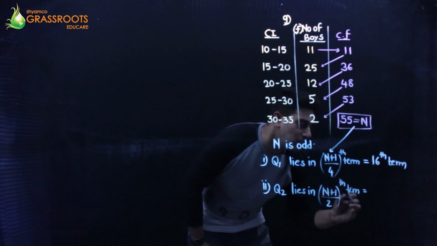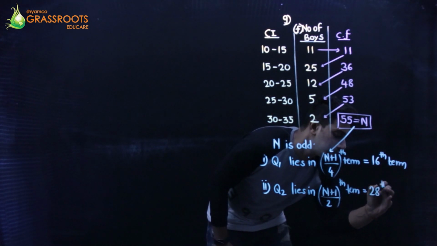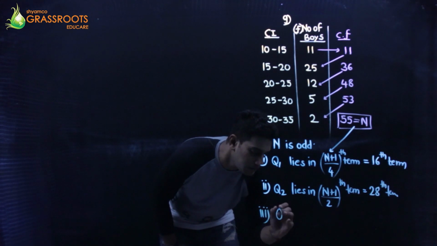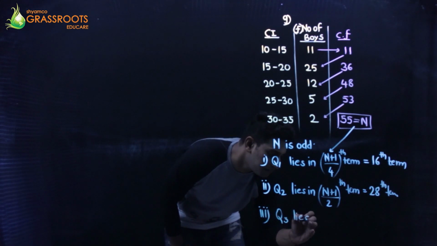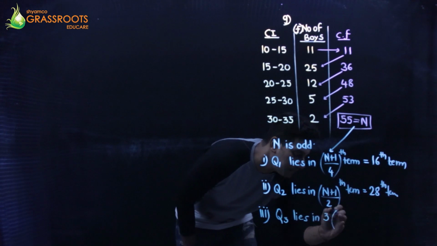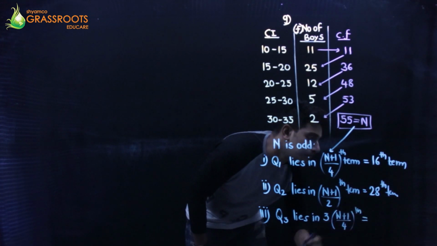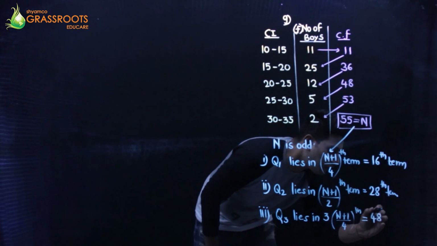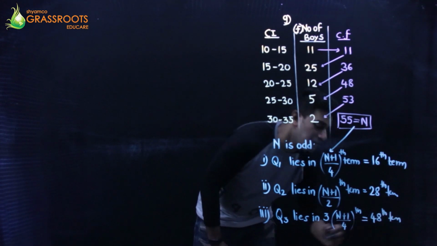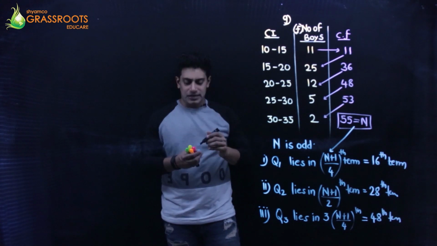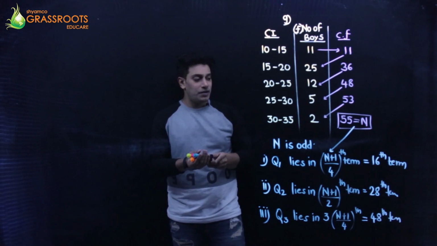(55 plus 1, 56 by 2). 28th term. Quartile 3 lies in that's the 48th term, because this answer was multiplied with 3. 16 3s are 48.